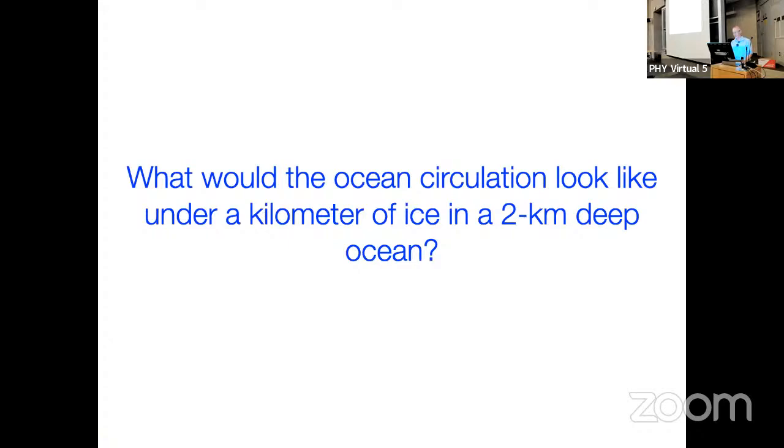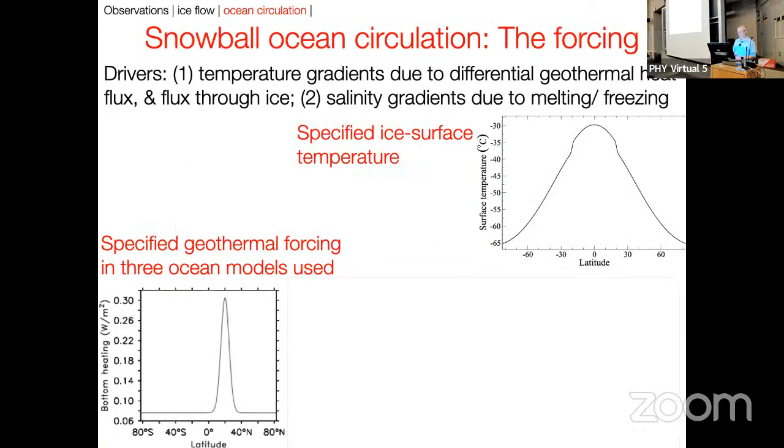Great. So that's the question we're asking. What would the ocean circulation look like under a kilometer of ice in an ocean that's only 2 kilometers deep instead of 4? We run a model, and the model is forced by two things. There's no wind forcing, but there's surface temperature that you could estimate using energy balance considerations.